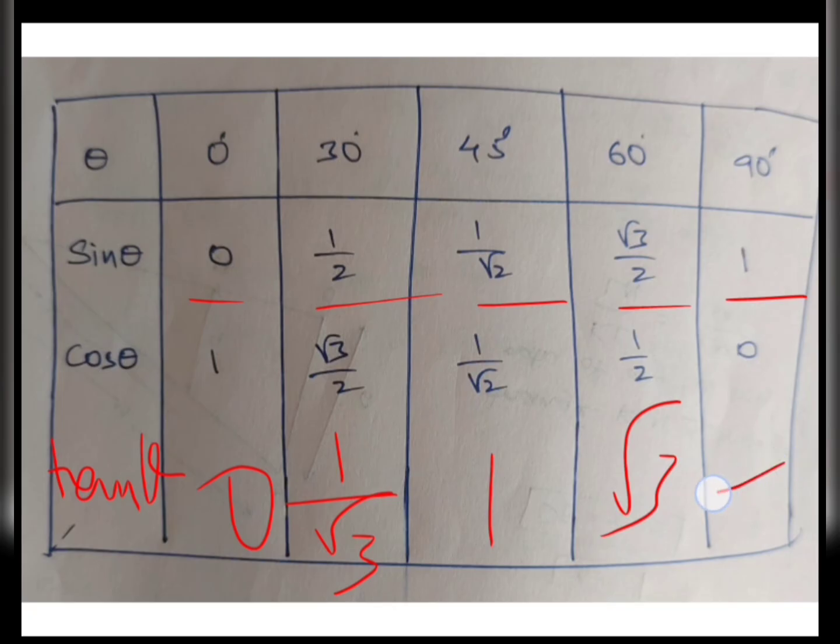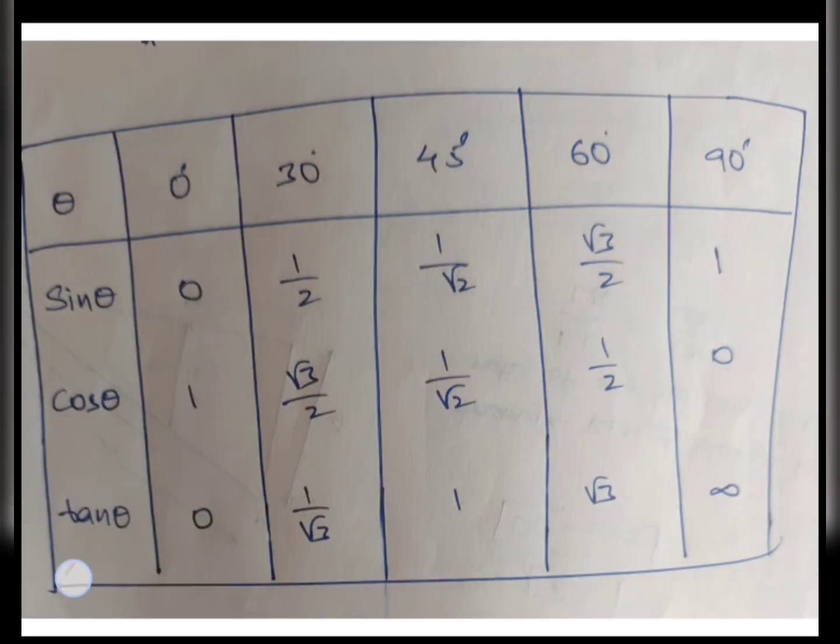1 by 0 is infinity. When you divide any number by 0, you will get the value as infinity only. Tan 90 degrees is infinity. Cosec theta is 1 by sin theta itself. Let me write here cosec 0 is 1 by 0. 1 by 0, I have just now mentioned: something divided by 0 will give you infinity. So this answer will be infinity here. And cosec 30 degrees is equal to 1 by sin 30, 1 by 1 by 2.